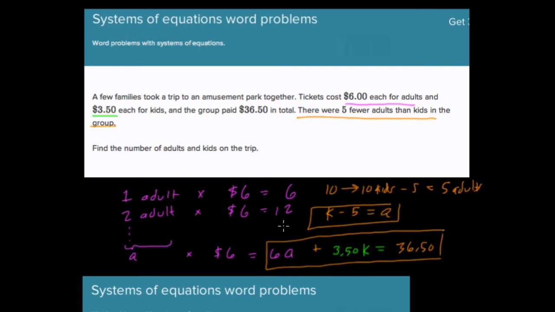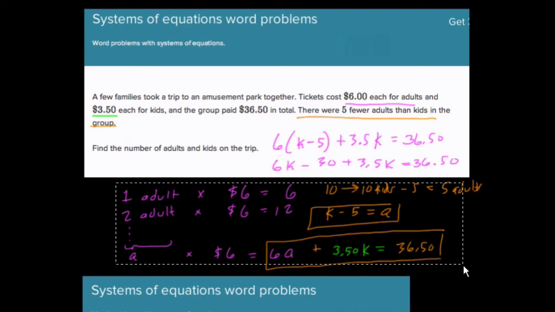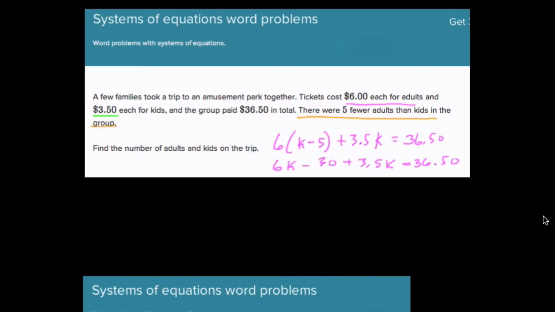So in the first equation, instead of writing 6A, I'll write 6 times K minus 5 plus 3.5K equals 36.50. So we get 6K minus 30, since 6 times 5 is 30, plus 3.5K equals 36.50. And I'm going to clear some of this off. Okay. So here we have 6K and 3.5K, that's 9.5K minus 30 equals 36.50.